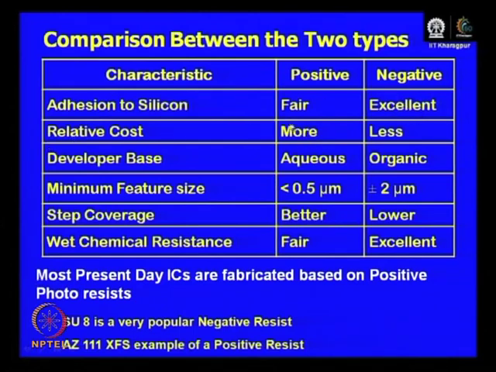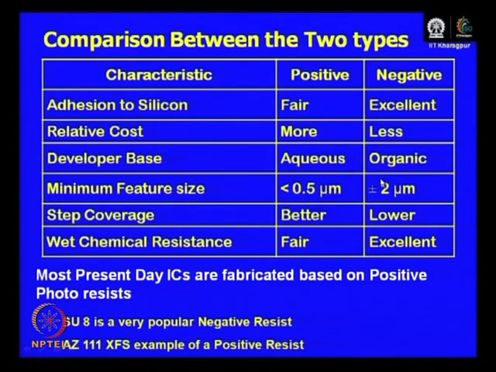Relative cost for a positive photoresist is slightly more as compared to a negative photoresist. The developer base for a positive photoresist is typically aqueous. The developer base for a negative photoresist is generally organic. The minimum feature size for a positive photoresist is less than 500 nanometer. Now, this is important. This is what makes positive photoresist, what is written at the bottom of the table: most present day ICs are fabricated based on positive photoresists.